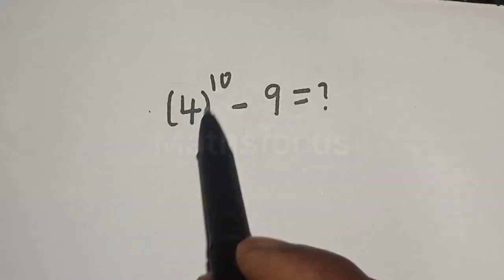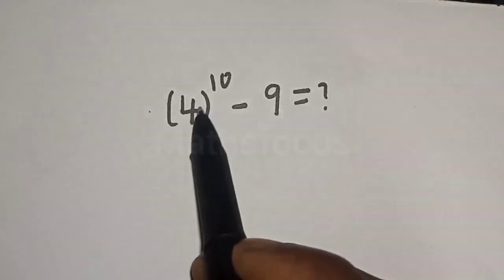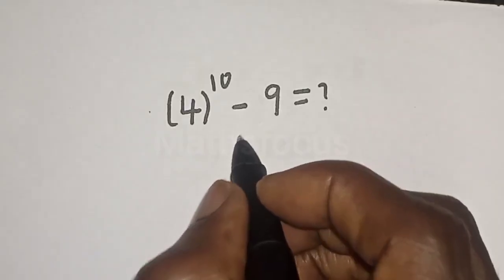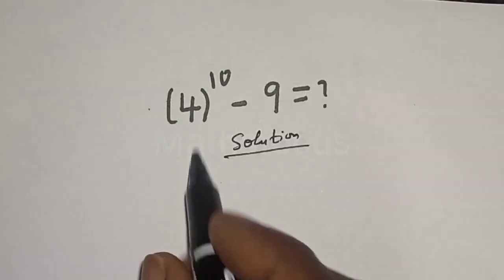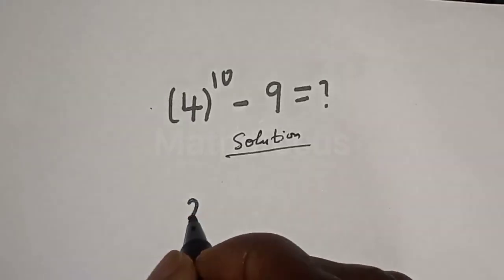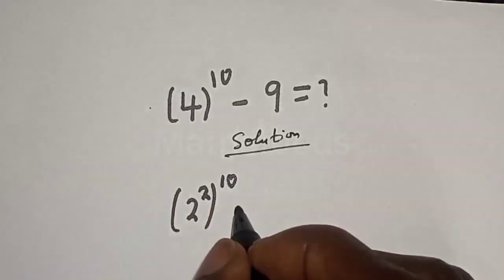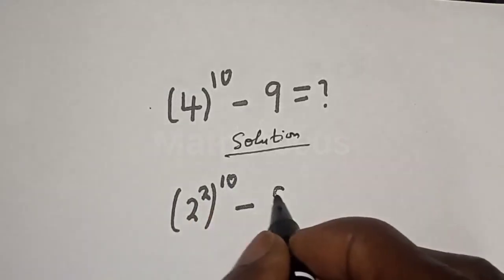4 raised to power 10 minus 9 is equal to what? We quickly want to simplify this nice math problem without using a calculator. Solution. 4 raised to power 10 can be written as 2 squared, all raised to power 10, minus 9.